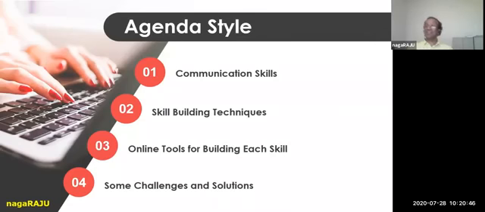So this is the structure of my presentation. If you like this structure, if you think it's okay, just type okay in the chat box. Or if you think anything else should be included, you can type that in the chat box too. Do you think this structure is okay? Or do you want anything else to be added to this?